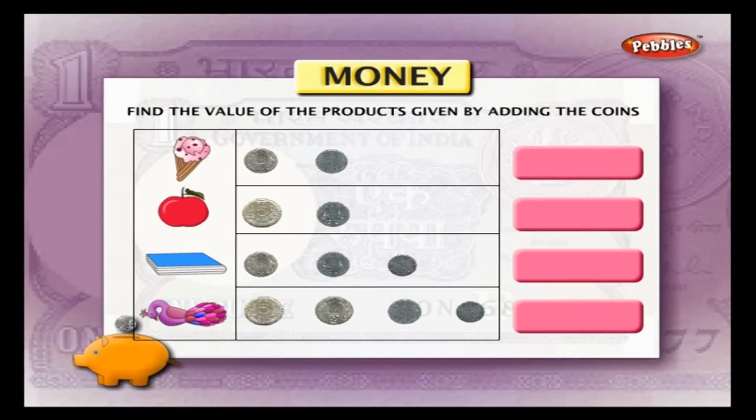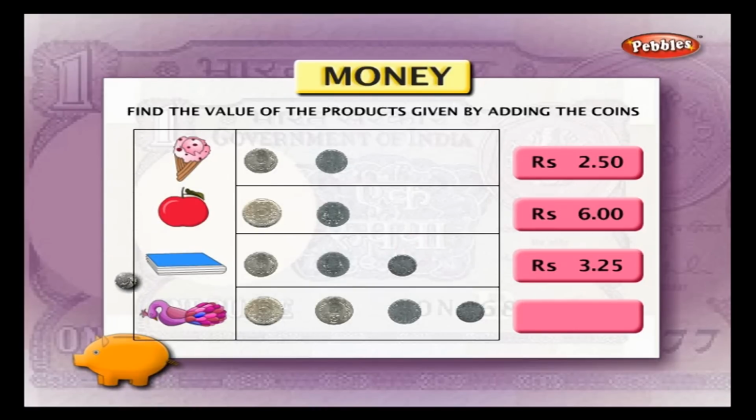Find the value of the products given by adding the coins. The cost of the ice cream is rupees 2 plus 50 paise, which comes to 2 rupees 50 paise. The cost of an apple is rupees 5 plus rupees 1, which comes to 6 rupees. The cost of the book is 2 rupees plus 1 rupee plus 25 paise, which comes to 3 rupees 25 paise.